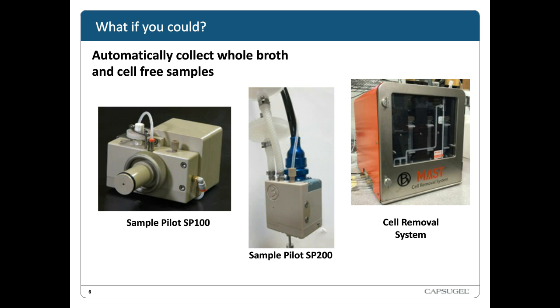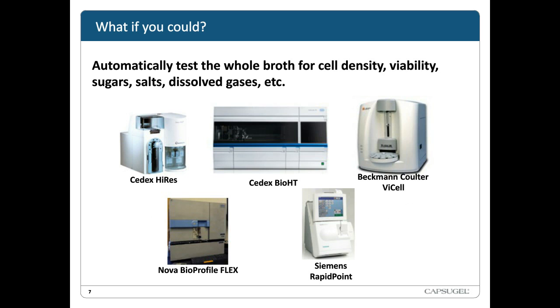So if you can collect whole broth samples and cell-free samples, then, like I said, you also have to analyze them. Collecting a sample itself is only half of it. So then you can send the whole broth samples to devices like the Nova, the high-res, BioHT, and other devices for measuring things like whole broth, cell density, viability, and other parameters.